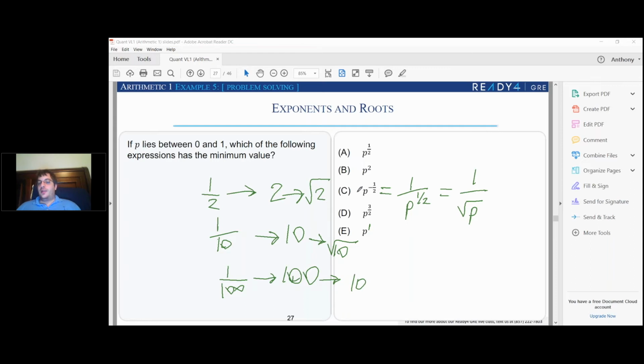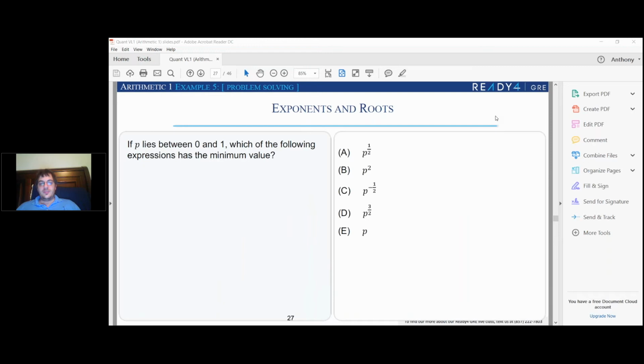So P to the negative 1/2 is large. It is more than 1 in every instance, because that negative made it much bigger by turning my fraction upside down. Do you all agree that answer C is actually not the smallest, but the largest of all of these values? Especially you C people. Do you agree? Do you see why C is not what we're looking for? Okay. Good. So now we can get rid of C.